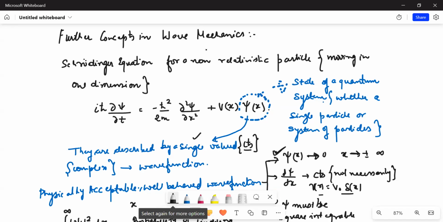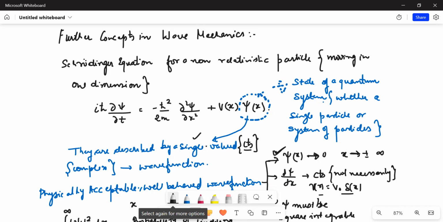iħ ∂ψ/∂t is equal to minus ħ² upon 2m ∂²/∂x² plus V(x) into ψ(x). And this ψ(x) happens to represent the state of a quantum system, whether a single particle or a system of particles. And what are some physically acceptable conditions? What are some conditions that this remains a physically acceptable solution?